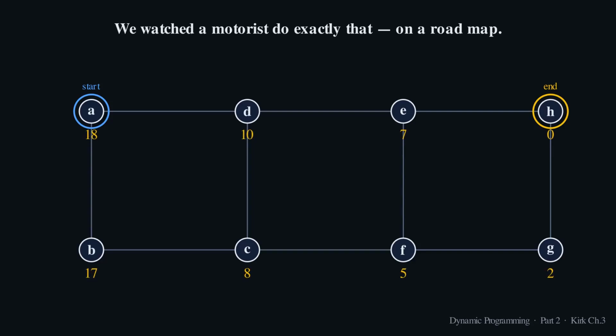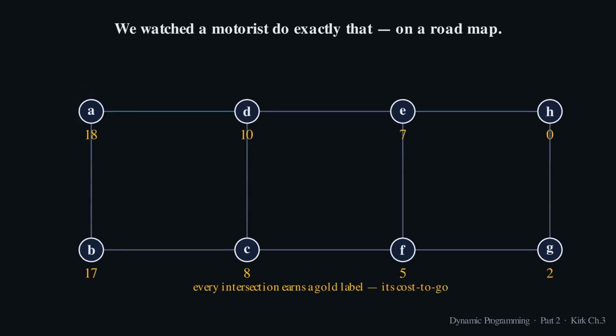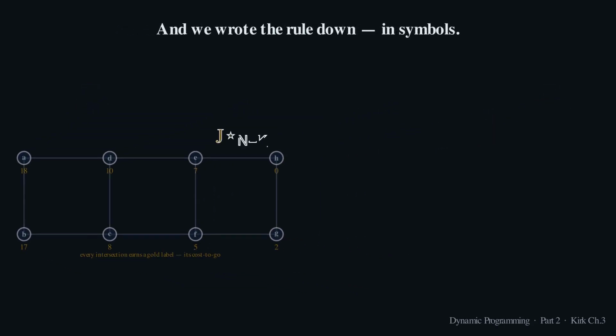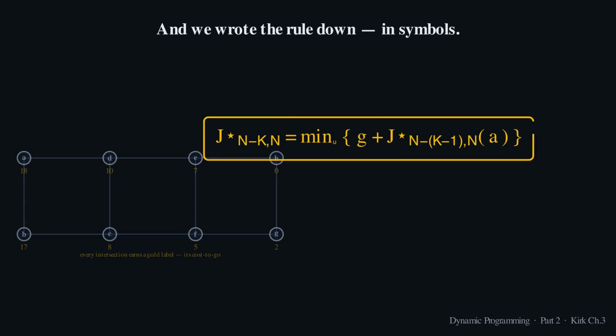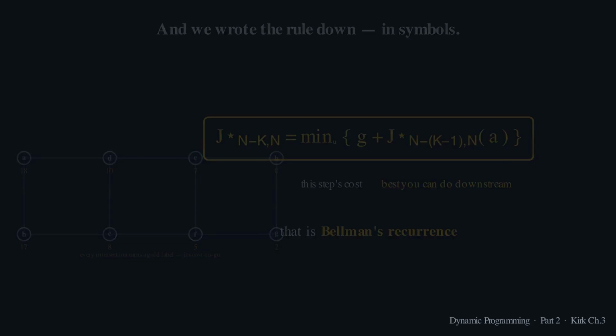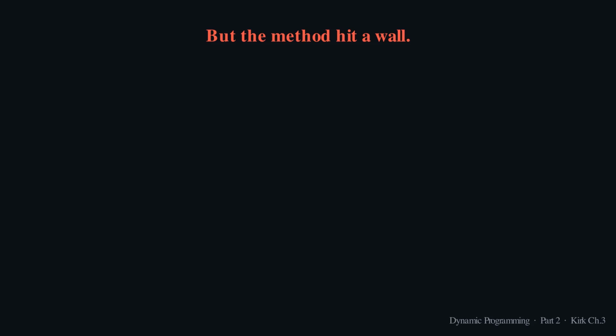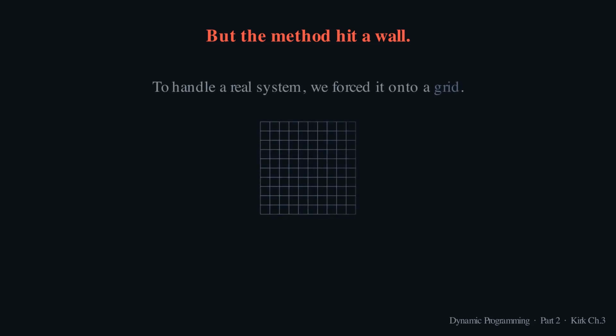Every intersection earned a gold label: its cost to go, the cheapest price to finish the trip from there. And we wrote the rule down in symbols. The minimum cost with k stages to go is the smallest over your next control of this step's cost plus the best you can do from wherever it lands you. That is Bellman's recurrence. But the method hit a wall.